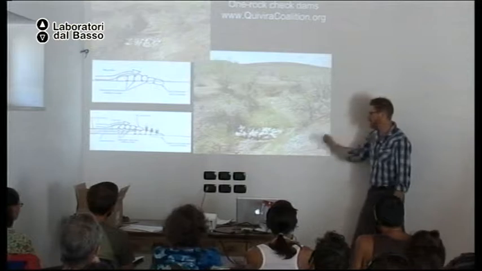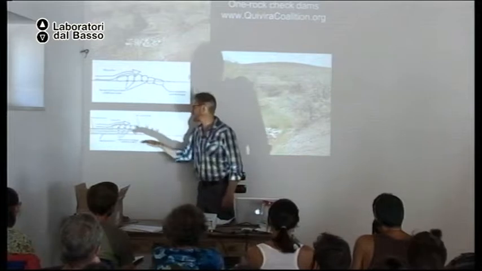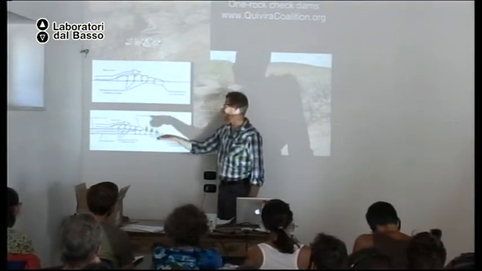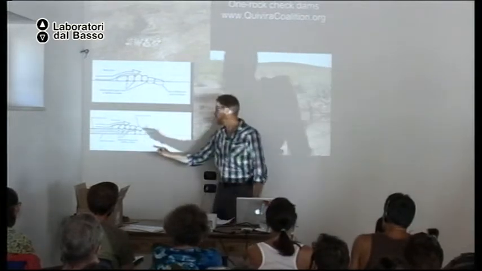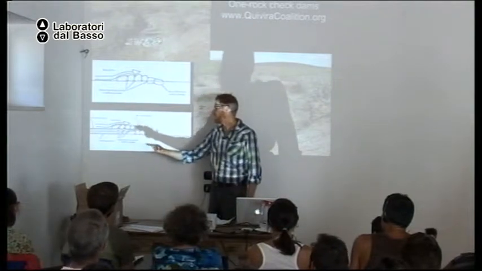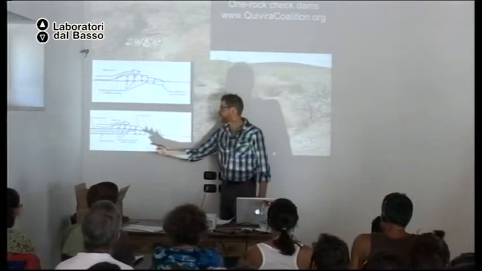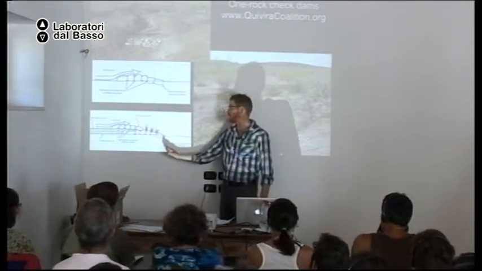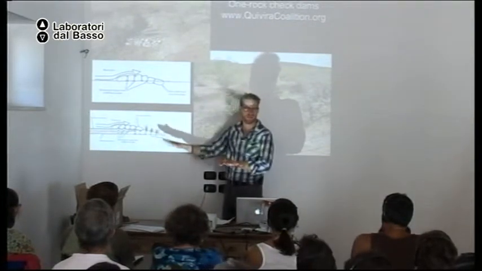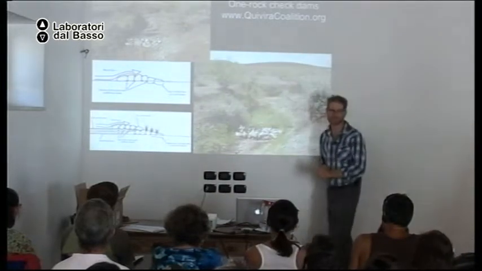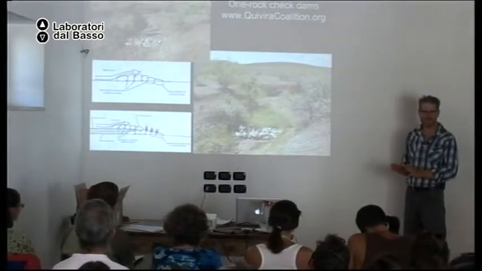Okay? When this fills up with sediment on the upslope side and vegetation grows through the rock, then you can build a second structure on top of the first, using the bottom half of the first structure as your stabilized spillway. Okay? Any questions on this?